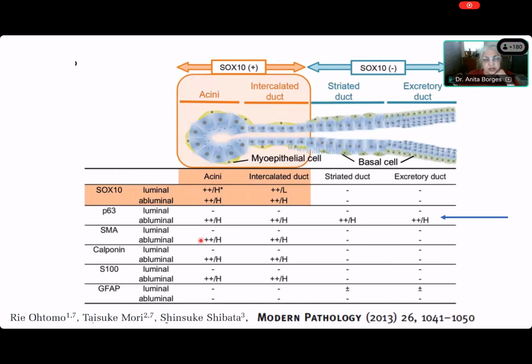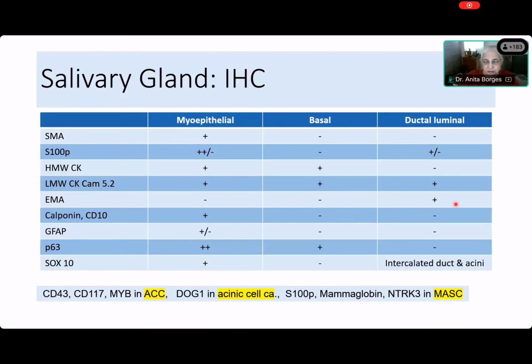I want you to understand that P63 is expressed both in basal cells as well as in myoepithelial cells. So that just says the same thing as the previous slide, except to tell you that there are other markers that we use besides the ones shown previously. You'll see that we now use CD43, CD117. We use MIB to sometimes look for adenoid cystic carcinomas. DOG1 is expressed in acinic cell carcinoma, and then you have S100 protein, mammaglobin and NTRK3 in mammary analog secretory carcinoma.